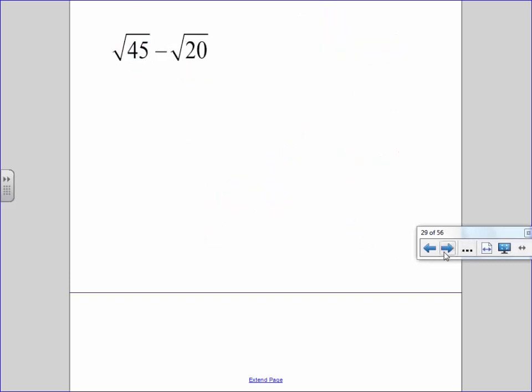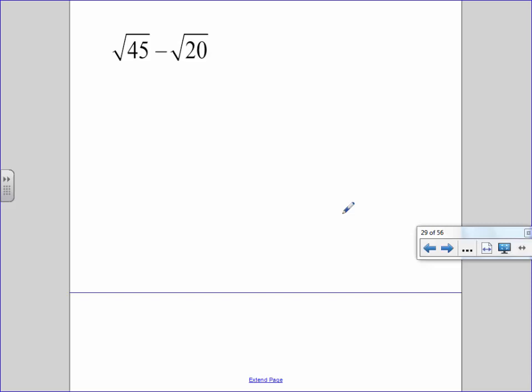Okay, let me do one more, and then we'll call it a day. What if I give you this? This is kind of our main goal for next week, Tuesday. What if I give you root 45 minus root 20? The answer, by the way, is not root 25 because of like radicals. Okay? The radicands are not the same here.